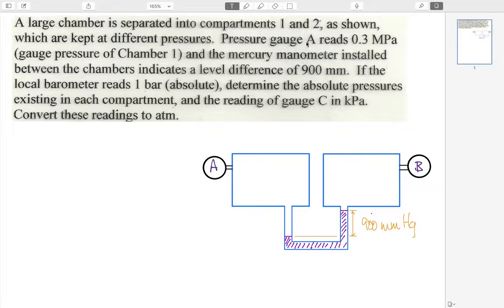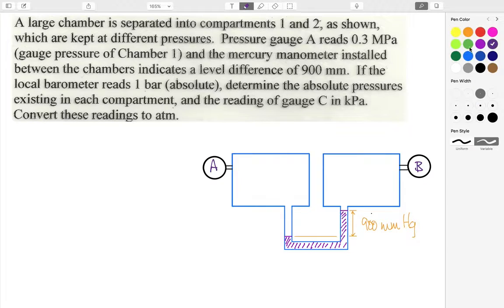Pressure gauge A reads 0.3 megapascals, and this is gauge pressure. We have to remind ourselves that there's something very important when we're talking about gauge pressure. Gauge pressure is equal to absolute pressure subtract the atmospheric pressure. And the atmospheric pressure is whatever we have outside these two containers.